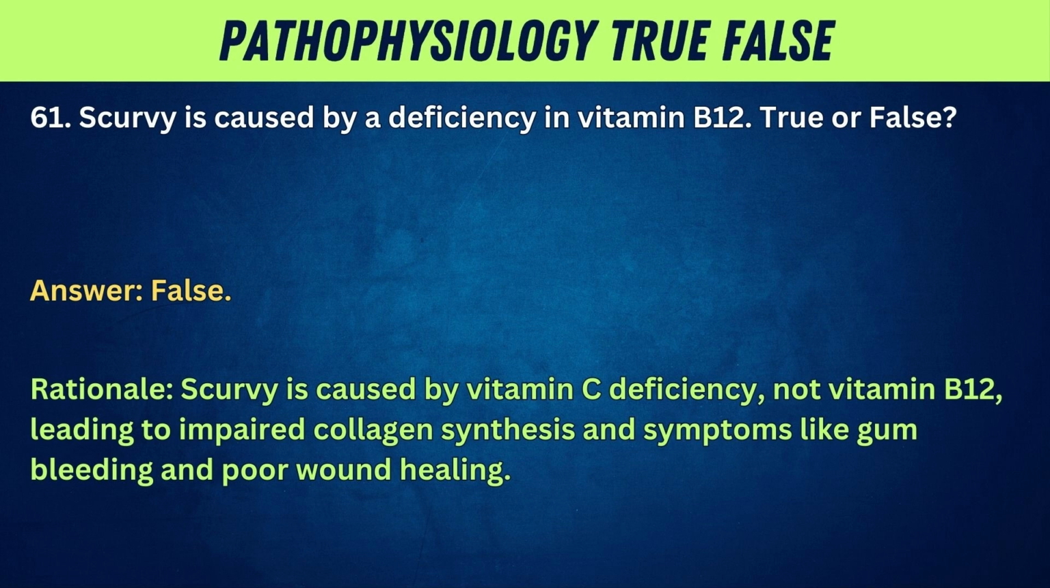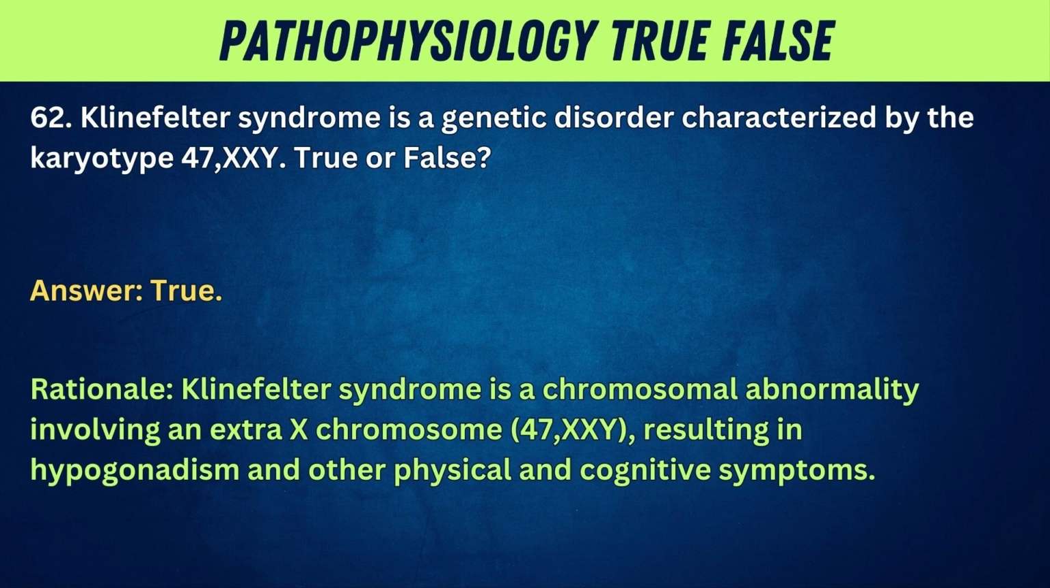True or false? Answer: false. Rationale: scurvy is caused by vitamin C deficiency, not vitamin B12, leading to impaired collagen synthesis and symptoms like gum bleeding and poor wound healing. 62. Klinefelter syndrome is a genetic disorder characterized by the karyotype 47XXY.